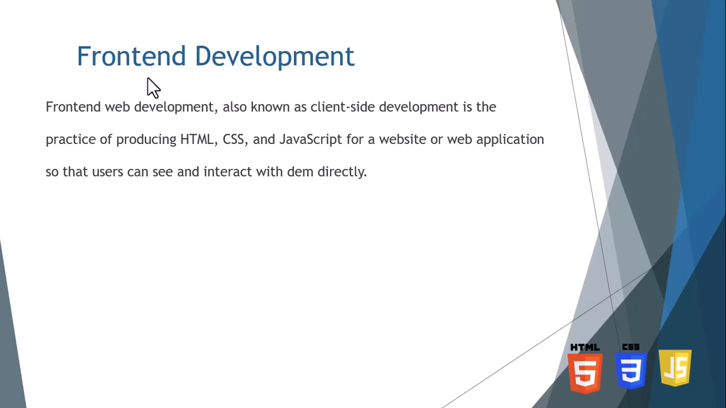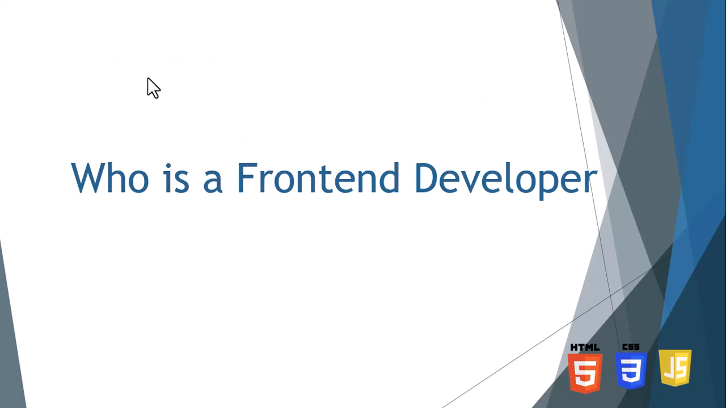Take for example, you log into Facebook to chat with your friends. All that you see on your screen is developed by the front-end developer. Things ranging from pictures, videos, the color, the font, and the buttons you see on a website are all developed by a front-end developer. And next, we go to who is a front-end developer.